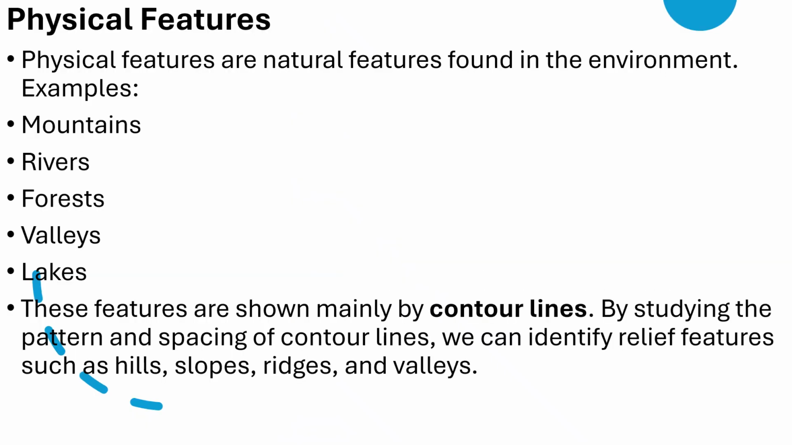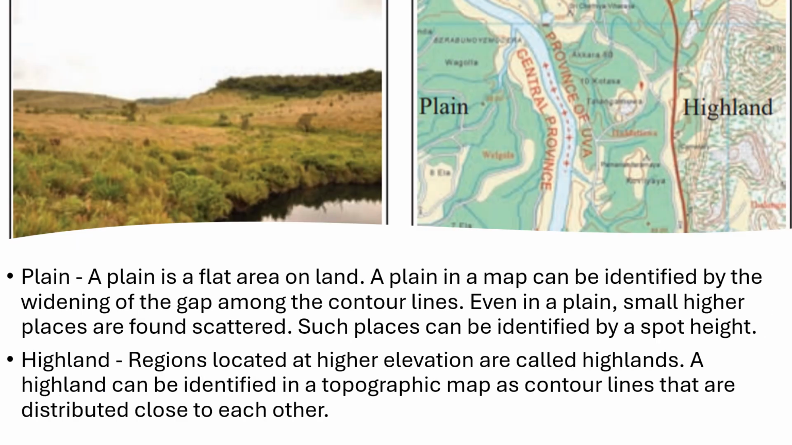Physical features. Physical features are natural features found in the environment. Examples: mountains, rivers, forests, valleys, and lakes. These features are shown mainly by contour lines. By studying the pattern and spacing of contour lines, we can identify relief features such as hills, slopes, ridges, and valleys. And now we're going to talk about plain.